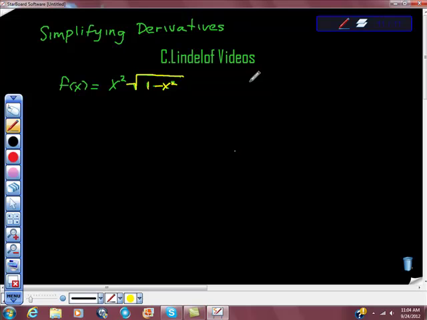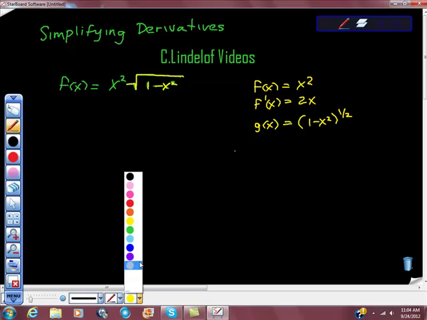So I'm going to start to differentiate this. I'm going to take f of x is equal to x squared. F prime at x is equal to 2x. Here's where it gets a little bit gamier, is that g of x is equal to 1 minus x squared to the 1/2 power. And the reason I'm doing that is because I wanted you to be able to see why I'm using the chain rule here.